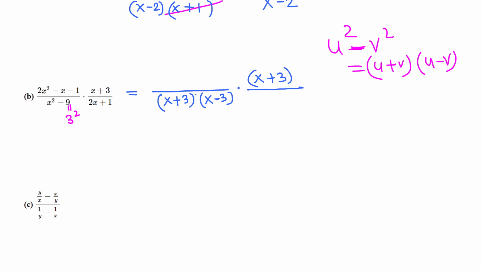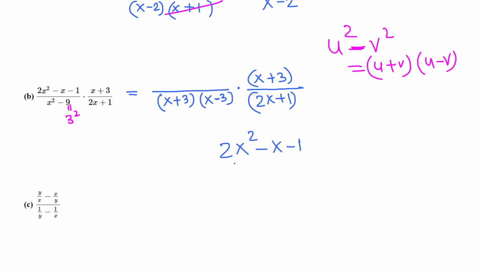You can see x plus 3 cancels from top and bottom. 2x plus 1 is also degree 1 with no common factors, so it does not factor. That leaves 2x squared minus x minus 1. Let's factor that: 2x squared minus x minus 1.